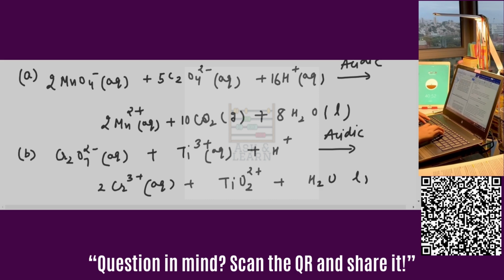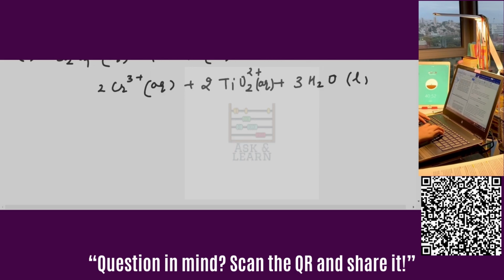So when we balance this equation, we get here 2 Cr3 plus, and titanium is here 2 Ti3 plus, and this is twice, and then balance the hydrogen, so here 6 H plus, and here we get 3 H2O. So this is the net balanced ionic equation in the acidic medium. Now come to the reaction in the basic medium, that is part C of the question.